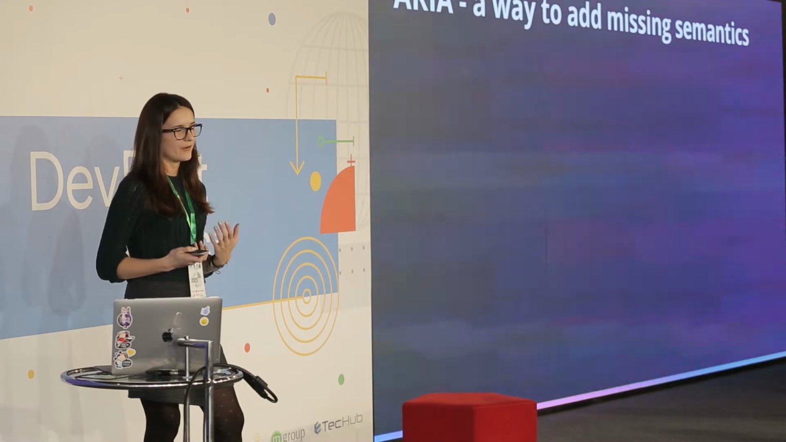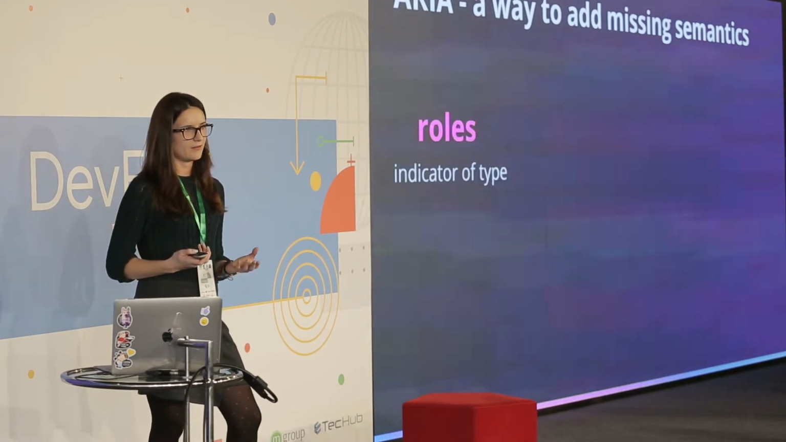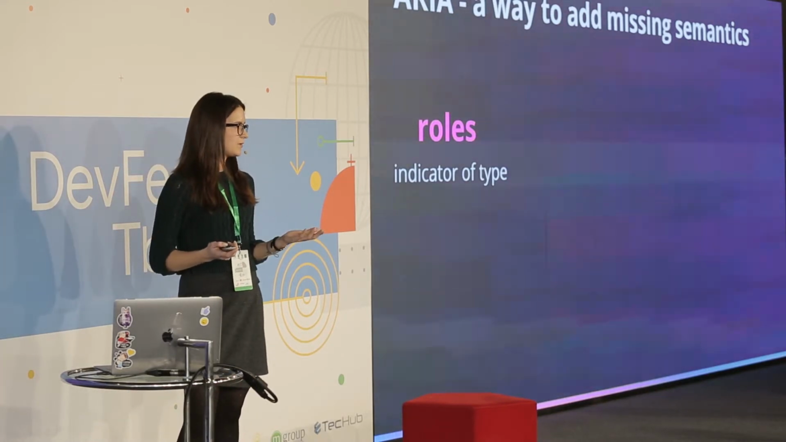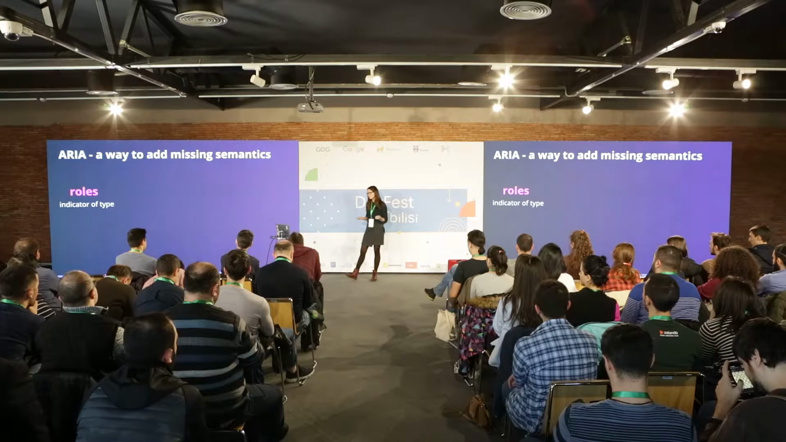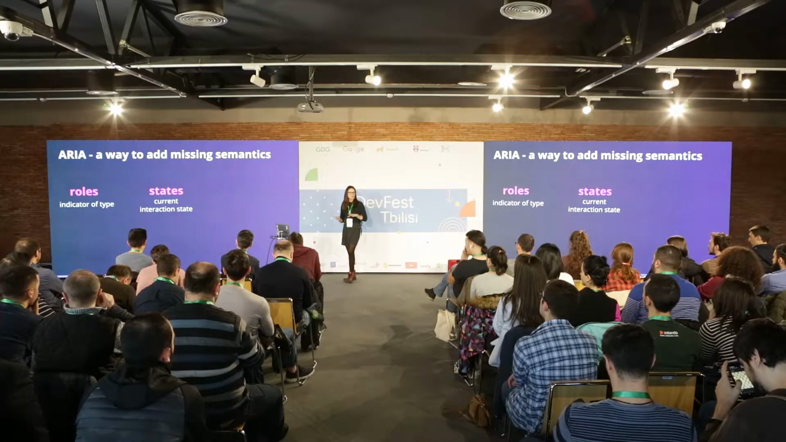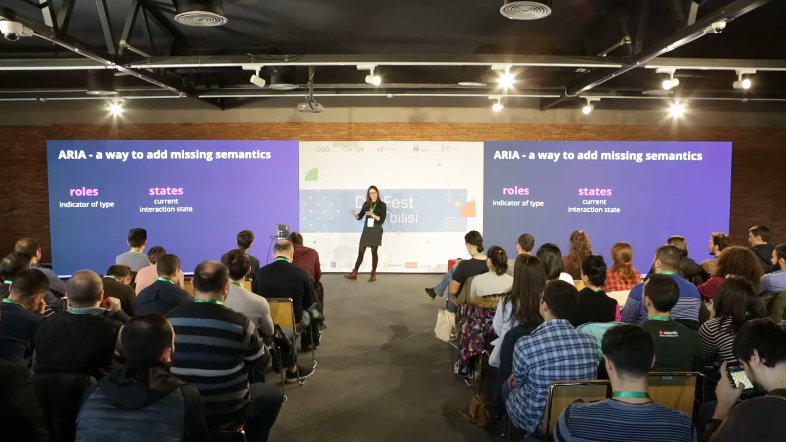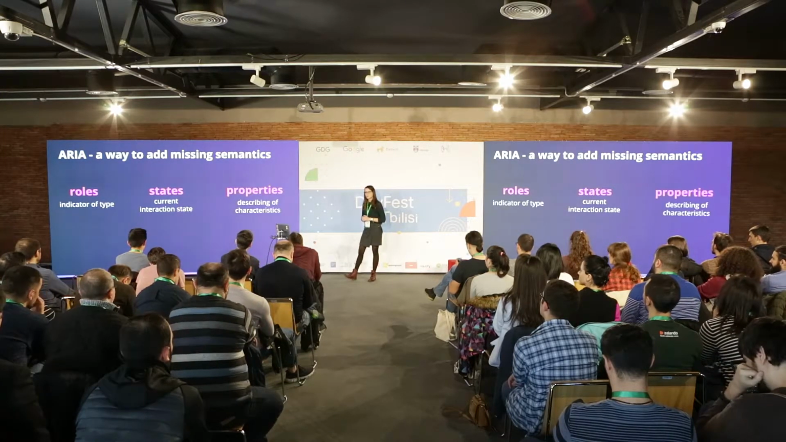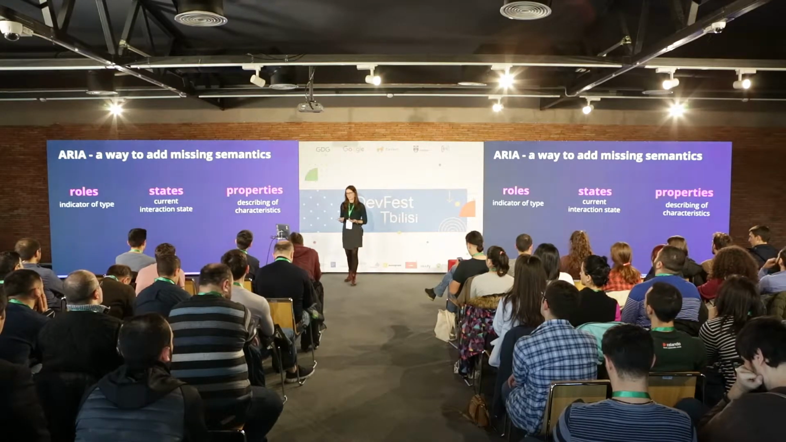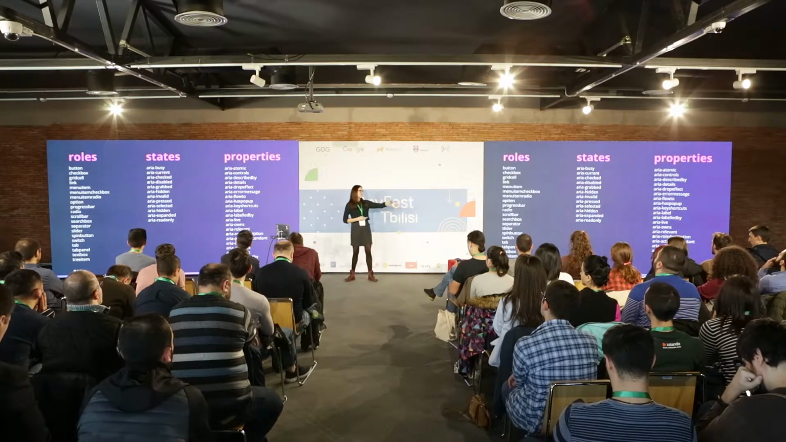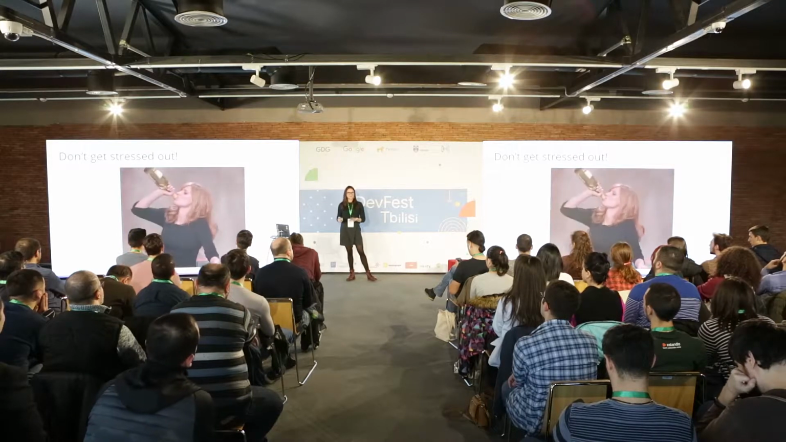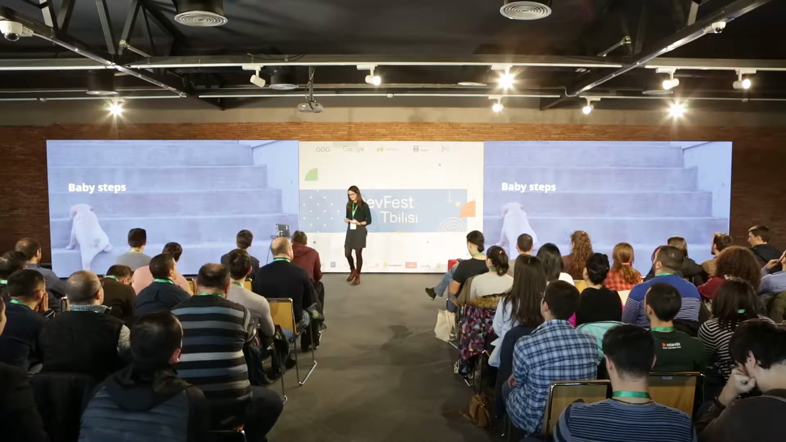As I said, ARIA is a way to add missing semantics. There are three types of these attributes. The first is roles, which indicate the type, like our example with the menu. The second is states, so you can have collapsed or expanded, and you can describe it using ARIA attributes. And one more is properties, which describe some characteristics of the element. There is a bunch of them, but don't get stressed out, because I know that's a lot. We will go in baby steps.